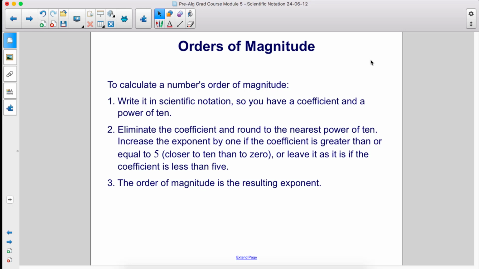To calculate a number's order of magnitude, first write it in scientific notation so you have a coefficient and a power of 10. Then eliminate the coefficient and round to the nearest power of 10. Increase the exponent by 1 if the coefficient is greater than or equal to 5, or leave it as it is if the coefficient is less than 5. The order of magnitude is the resulting exponent.